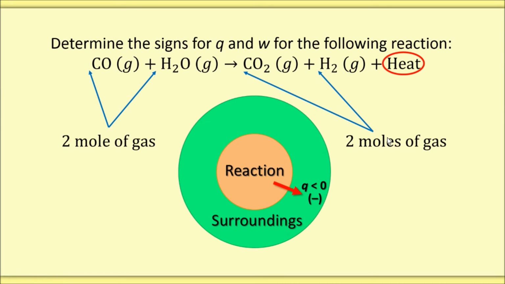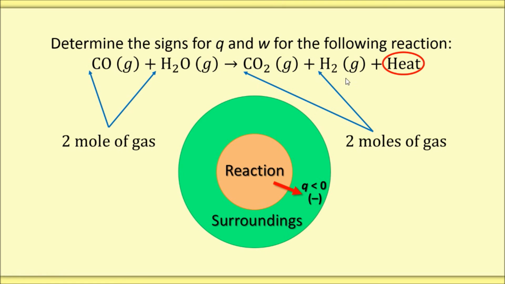Now we run into a problem here because what we were doing before was identifying which side of the reaction had the greater moles of gas so we can determine how the volume was changing. But in this case, both sides of the reaction have equal moles of gas. So what does that tell us about the volume? It tells us that there is no volume change. The volume before the reaction occurred and the volume after the reaction occurred is exactly the same. So there's no change in volume.